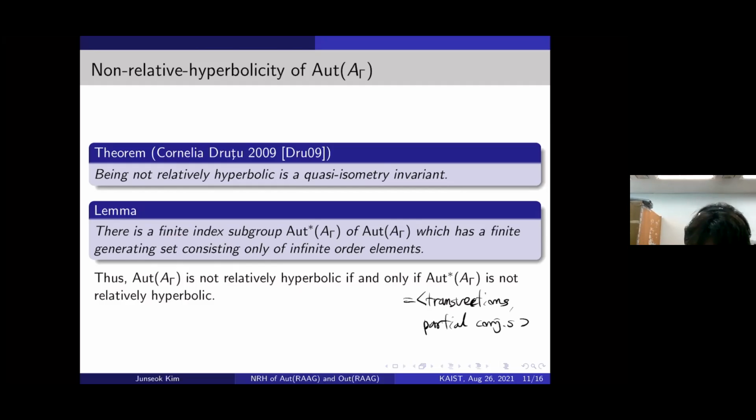Since these groups, Out(A_Γ) and Out*(A_Γ), are quasi-isometric, we can deduce that Out(A_Γ) is not relatively hyperbolic if and only if Out*(A_Γ) is not relatively hyperbolic. If Out* has a connected commutativity graph, and if it satisfies the rank 2 free abelian group condition, then we can deduce that Out(A_Γ) is not relatively hyperbolic. And that's our main strategy.